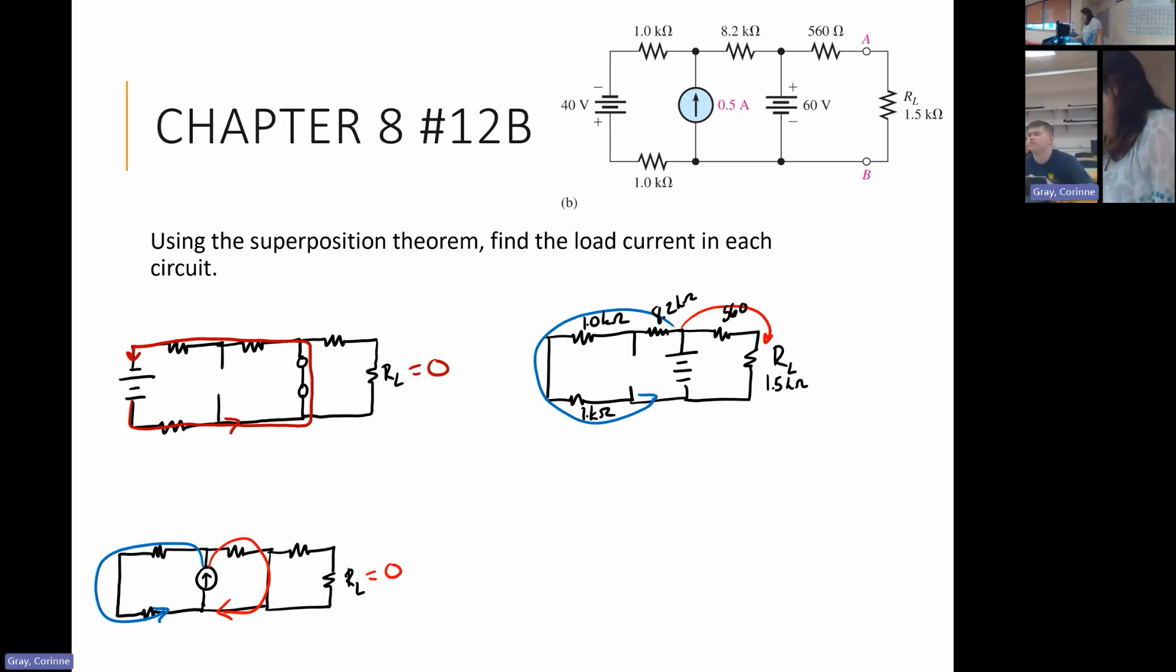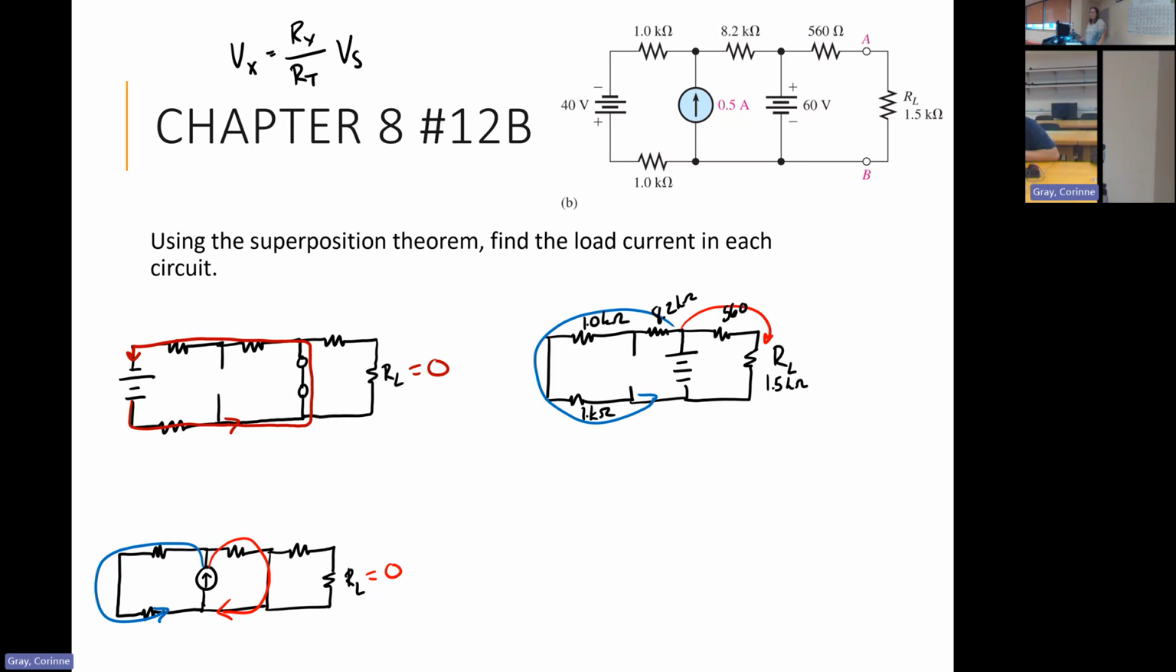So for our voltage divider equation, Vx is equal to Rx over RT times Vs. In this case, when we're using RT, we only need to care about the two that are in series with each other. So the voltage across RL is going to be equal to RL over, let's just call this R here, R plus RL, times Vs.